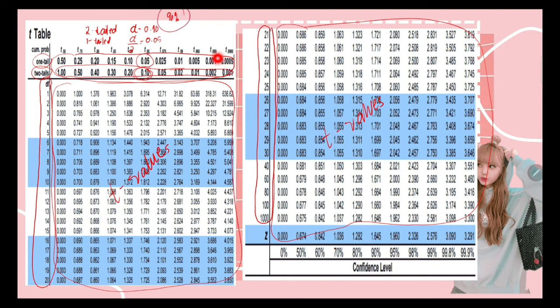Now, if your level of confidence is 90, matatagpuan mo naman siya dito sa bottom part ng ating t-table. Nasaan yung 90? Ito po. Okay po. So, nandito po yung 90% level of confidence.